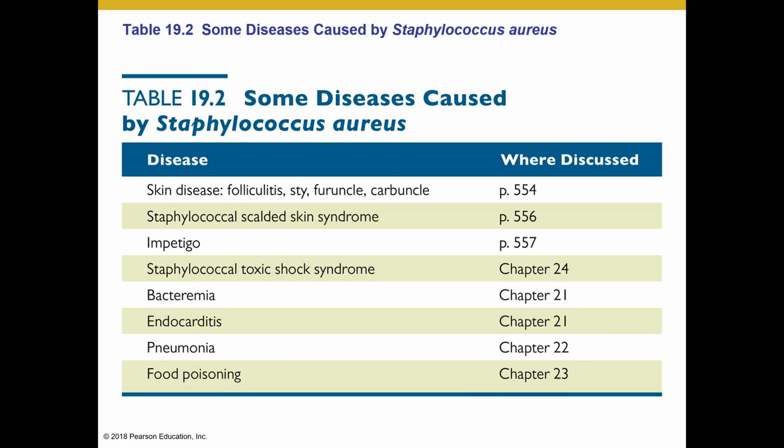The key concept here is that one organism can cause multiple types of disease depending on where it enters the body and what virulence factors are expressed. For example, if it stays on the skin, it may cause an abscess. If it produces toxins in contaminated food, it causes food poisoning. If it enters the bloodstream, it can cause sepsis. Location and toxin production matter.